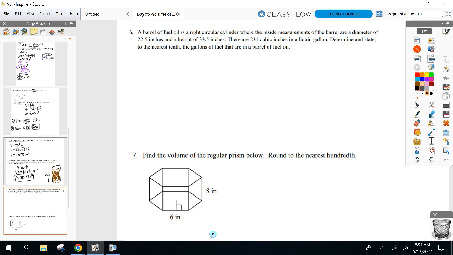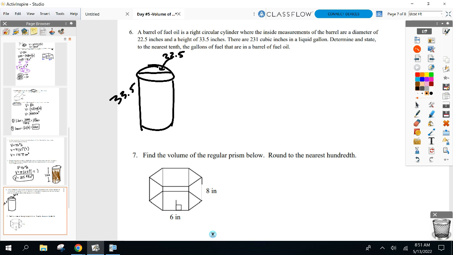All right, the old barrel of fuel oil. Cylinder. All right, what do we know? Diameter, 22.5. Height, 33.5. And there are 231 cubic inches in a liquid gallon. How many gallons? Again, this is a conversion one at the end. I got to do something with my volume, which, by the way, I should have backed up here. How do I know this is a volume question and not something from surface area? What up there signals to me, you better find the volume?